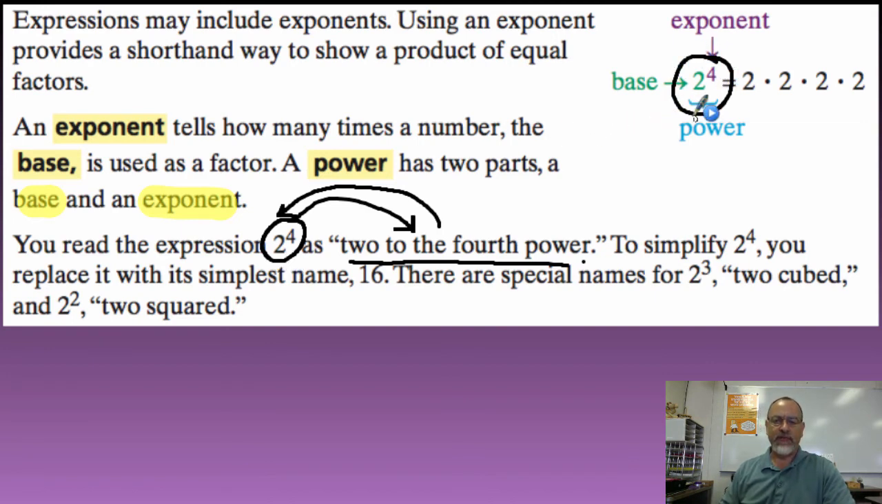Now, if we wanted to simplify this power, we would multiply the base by how many times the exponent tells us. So we multiply 2 times 2 times 2 times 2 is 16. I think I said 4 2's. If I didn't, I meant 4 2's.